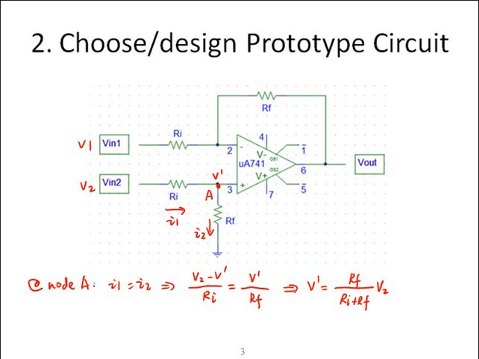Now let's look at the other part of the circuit. The voltage at node B should also be V prime. If the current across Ri is I3, based on Ohm's law, we'll have I3 is equal to the voltage drop V1 minus V prime divided by Ri.